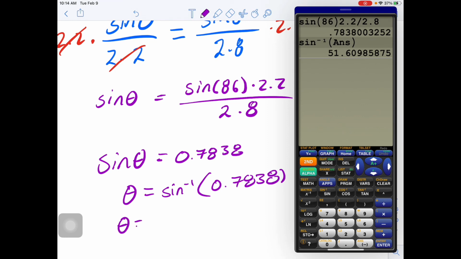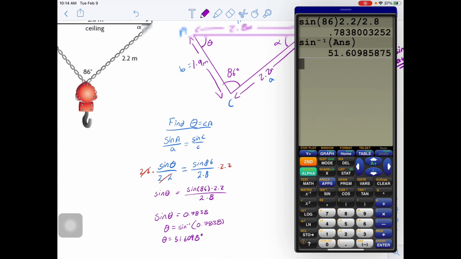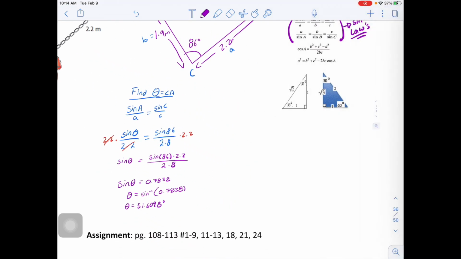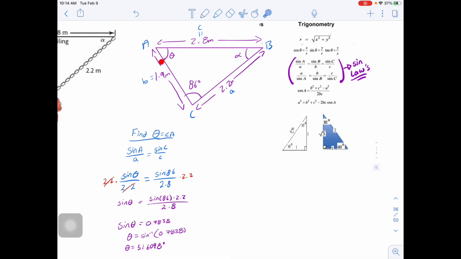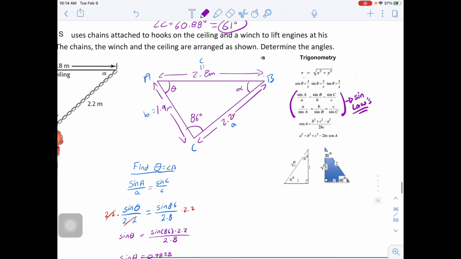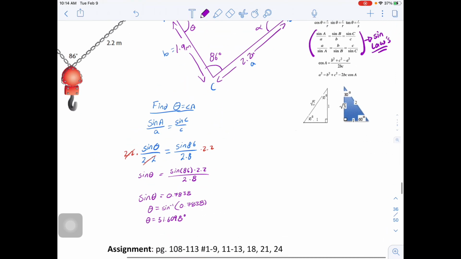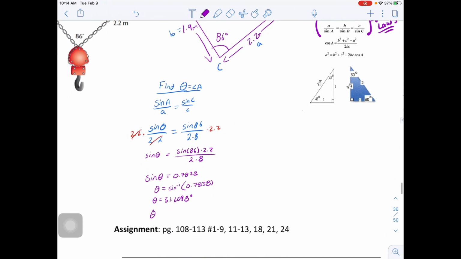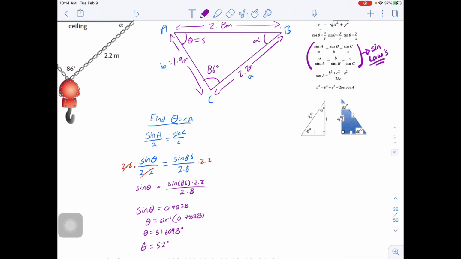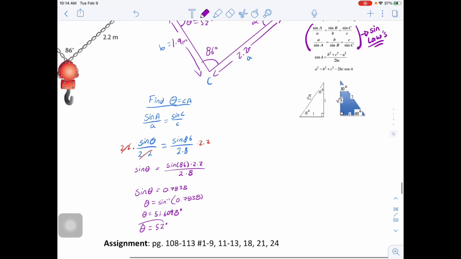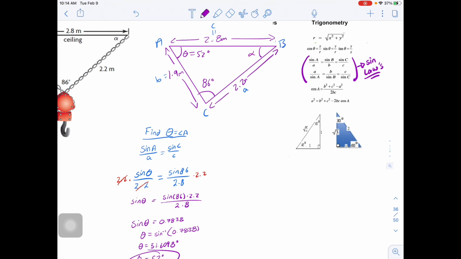So I get my angle, theta, to be 51.6098 degrees. So here, I have now found this angle. It actually didn't tell us what to round to, so I'm going to round to the nearest degree. So my angle will be 52 degrees. So this angle is 52 degrees. Now, we need to find the alpha angle, or angle B.